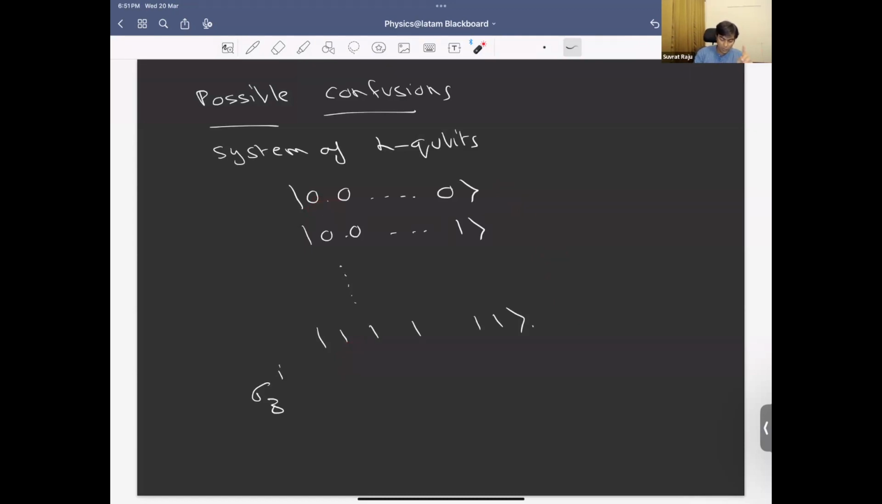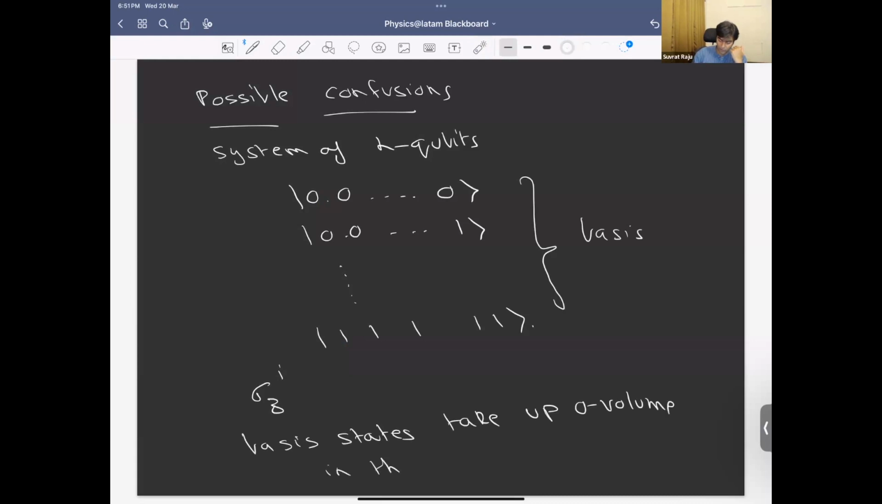Okay? But let me remind you that this is the basis. Let me remind you, this is true, of course. These states are very atypical from the point of view of measurements of sigma z. Okay, so these are atypical states. You might say, look, but atypical states form a basis. And that's fine because basis states take up 0 volume in the Hilbert space. Okay. So the fact that you can find an atypical basis doesn't mean that most states are atypical.